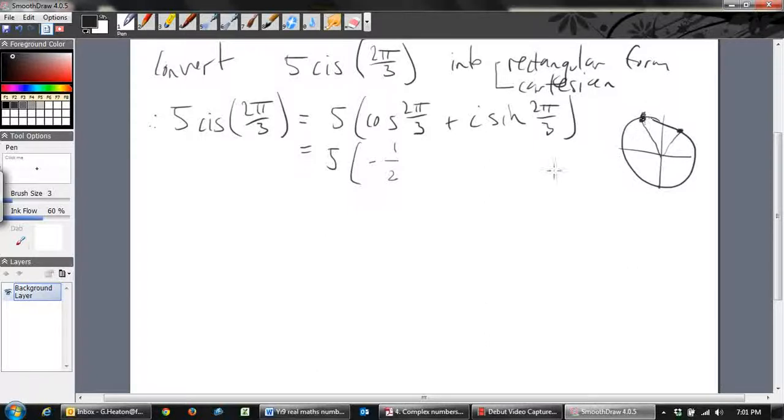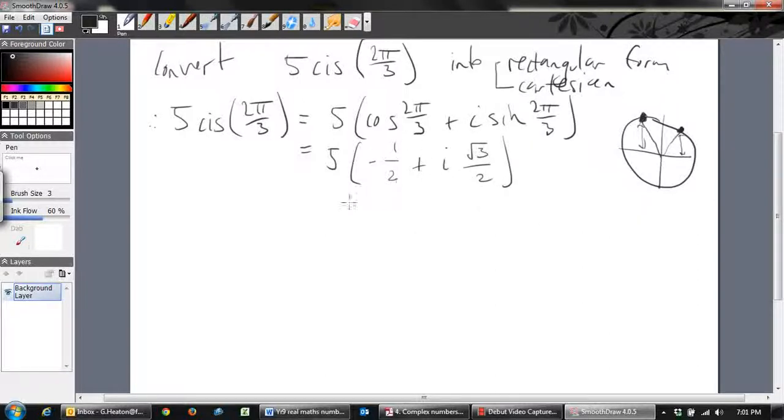So I've got negative half there, plus i. What's the sine of 2 pi on 3? So that's here. What's the sine value here? Again, look at the reflection, the symmetrical one, and it will be the same as the sine of pi on 3, because that distance is the same as that distance. So we want the sine of pi on 3, which is root 3 on 2. So root 3 over 2.